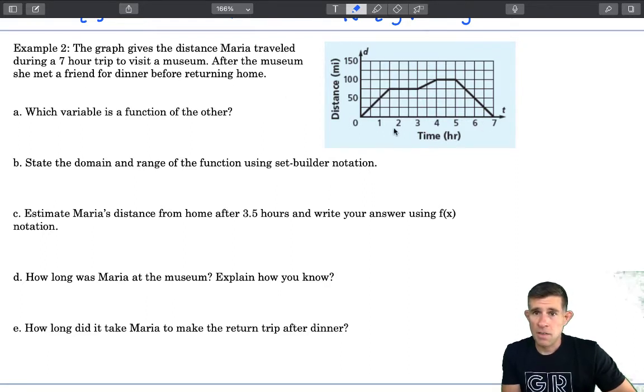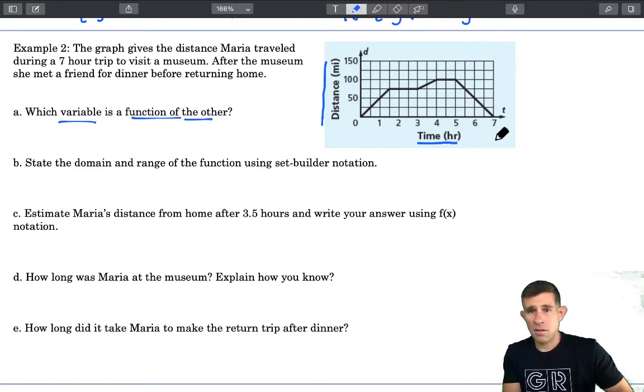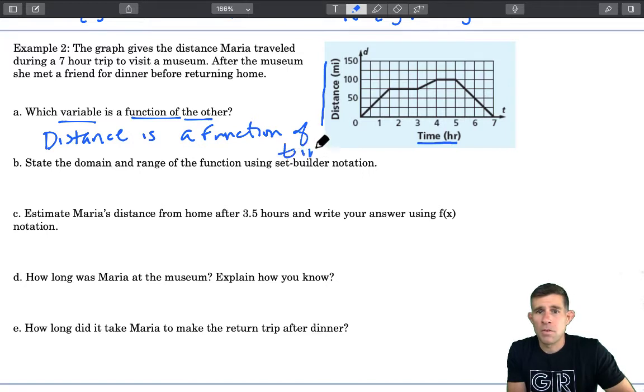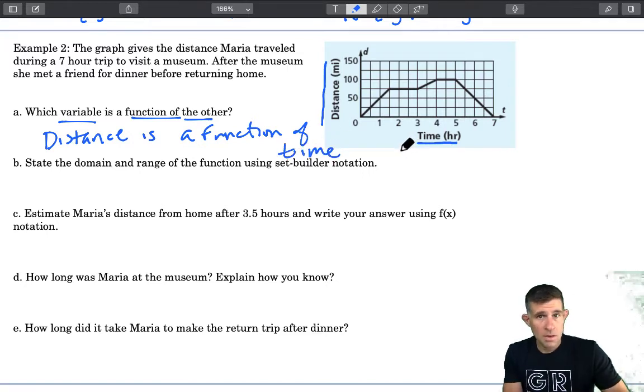So you can see here I have my two variables, x, which is time, which goes along the x-axis, and distance from home, which goes along my y. And I'm asked to determine here which variable is a function of the other. So remember, it's always our y that depends on our x. Our y is a function of the x. So here we're going to say that distance is a function of time. In other words, the distance she is away from home depends on the time of her trip.